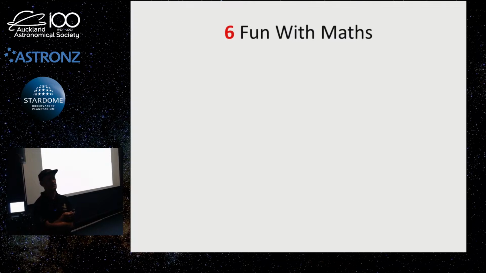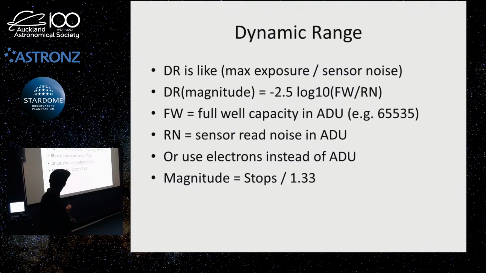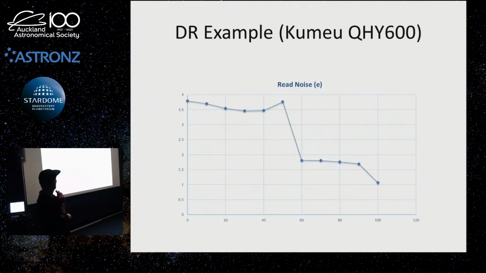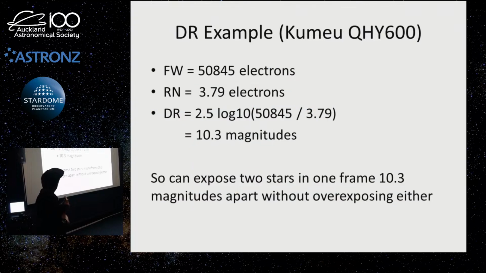We haven't got time to have fun with mathematics, but there's a formula for how to calculate the dynamic range in terms of star magnitudes, because stops are useless for us guys, because we are used to magnitudes, not stops. And this is an example from Kumu of calculating the dynamic range in magnitudes. At Kumu we can image stars that differ from each other by 10.3 magnitudes in the same frame without blowing out any of the stars.